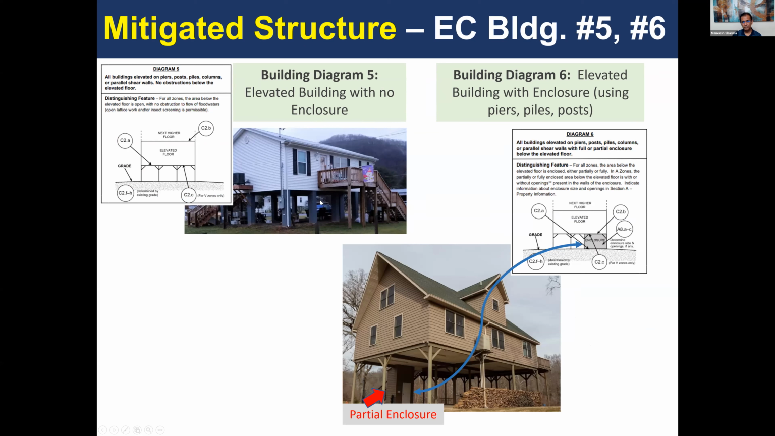The only difference between 5 and 6 is that in 5, it's totally open. Nothing is contained there. But in 6, there is a partial enclosure. In this building here, there is a partial enclosure where they are keeping some stuff. So that's the only difference between 5 and 6. It becomes important because if we get the elevation certificate, we can get the accurate height, and then we can accurately model it.